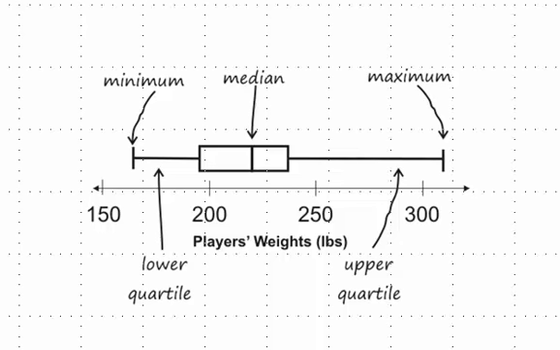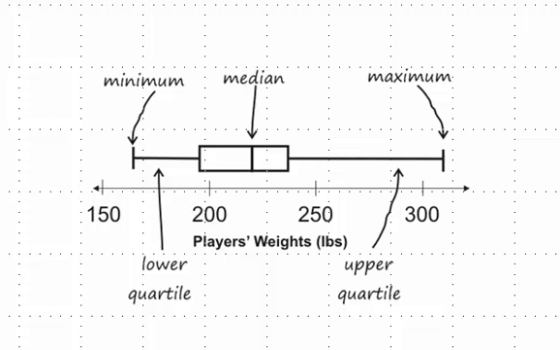Hey, you're watching this because you want to know about box and whisker plots, and that's great. We're going to talk about box and whisker plots, what they are, and what the five number summary is, which is something that you need in order to make a box and whisker plot, and something you need to understand in order to read a box and whisker plot.